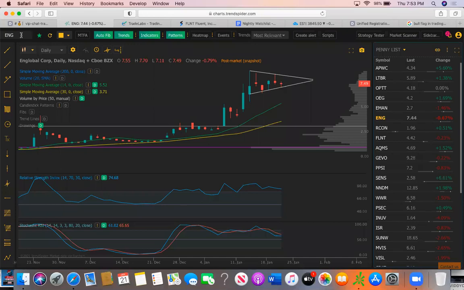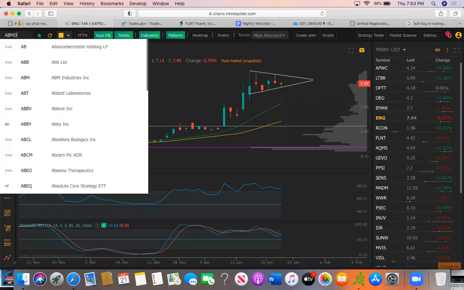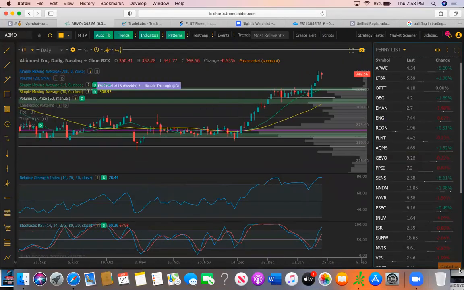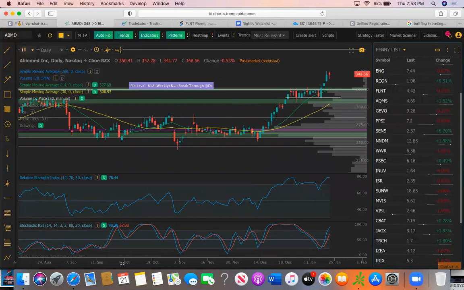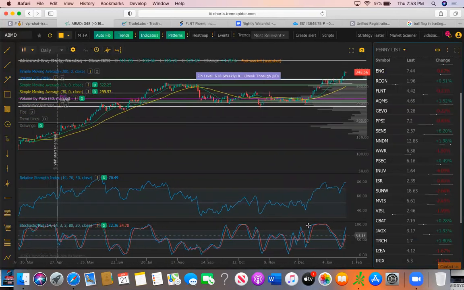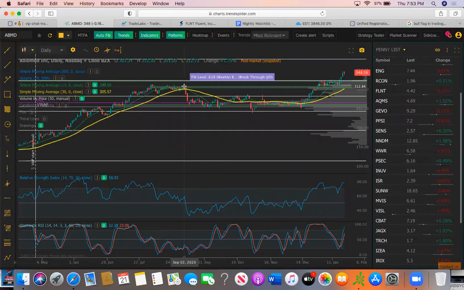Now a cup and a handle, we could do this as well. And same thing here, we could look at ABMD. So this is a funny cup and handle, but it definitely does work out. You can consider this a cup and handle kind of.